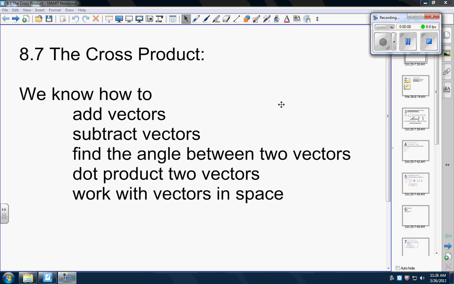So we finally made it to the last section here in chapter 8. We're going to split it up over 2 days. So we're going to look at the cross product of vectors here.